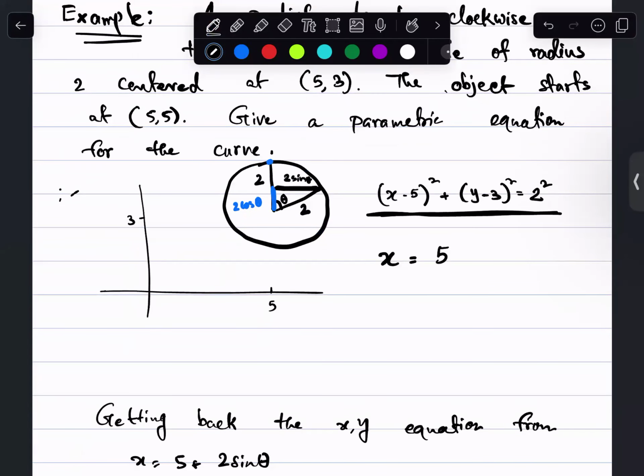So x will be 5 plus 2 sine theta. How do I get that? Say the particle is here. Okay, so this is the point where the particle is right now. Then what is the distance? How can I get that point back? Okay, now what is this distance?